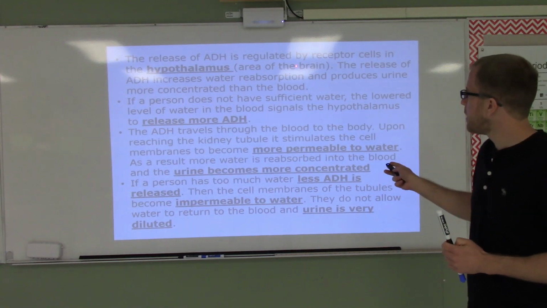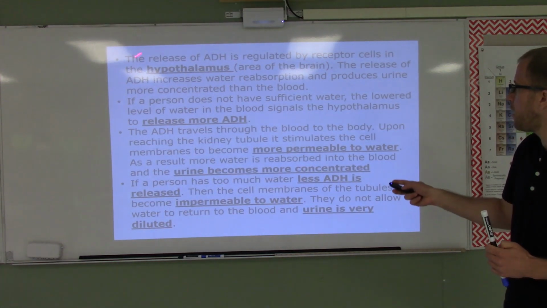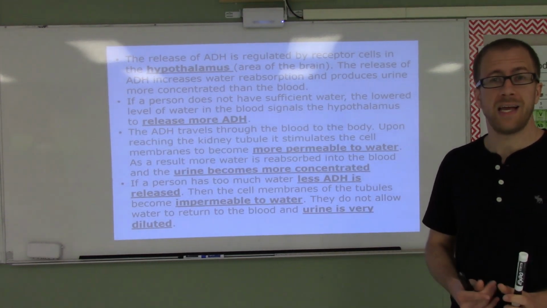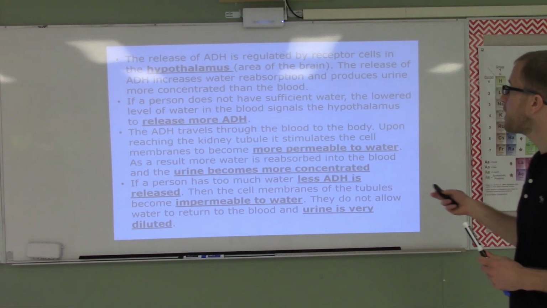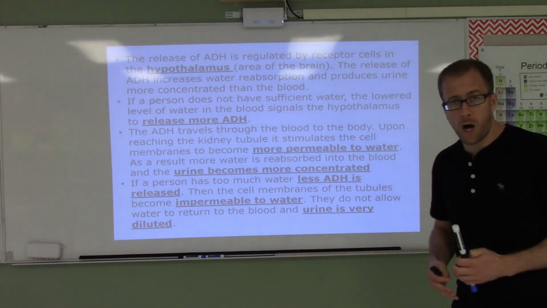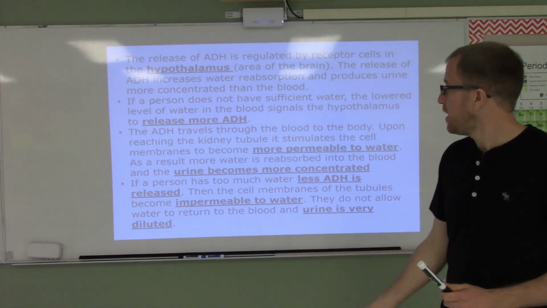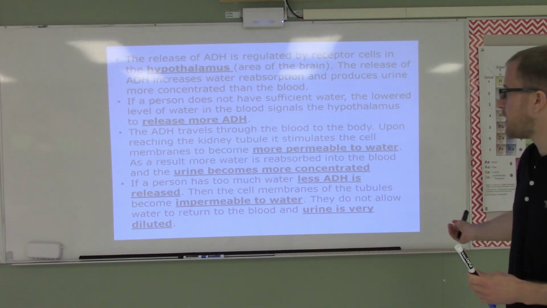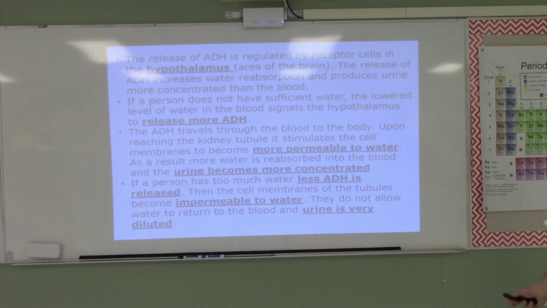ADH is regulated by receptor cells in the hypothalamus. You see that making a return over and over again because it makes a ton of hormones for the body. And if a person does not have sufficient water, obviously we're going to produce a ton of ADH. And if a person is drinking a lot of water, we're going to produce less ADH.